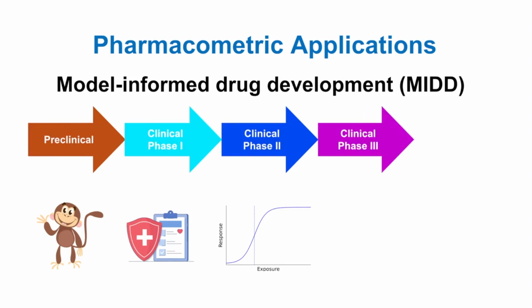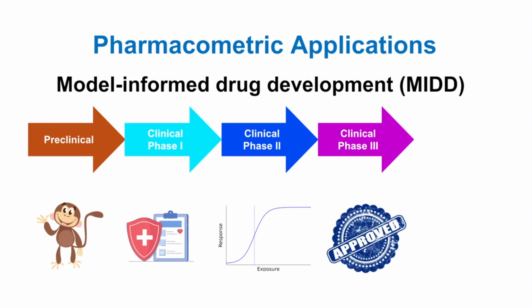Phase 3 clinical trials are designed to confirm efficacy and safety in larger patient populations. At this stage, pharmacometrics support population PK/PD analyses, subgroup evaluations, and simulation-based assessments that help strengthen regulatory submissions and labeling decisions. Finally, pharmacometrics continues to provide value even after approval during the post-marketing or phase 4 stage.